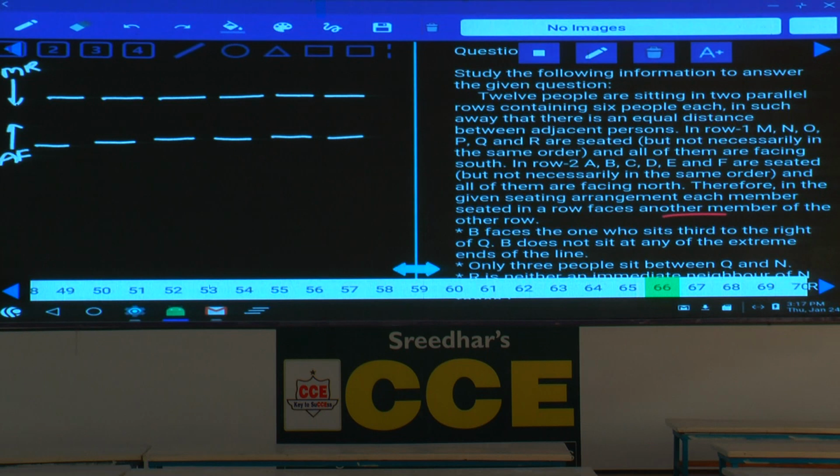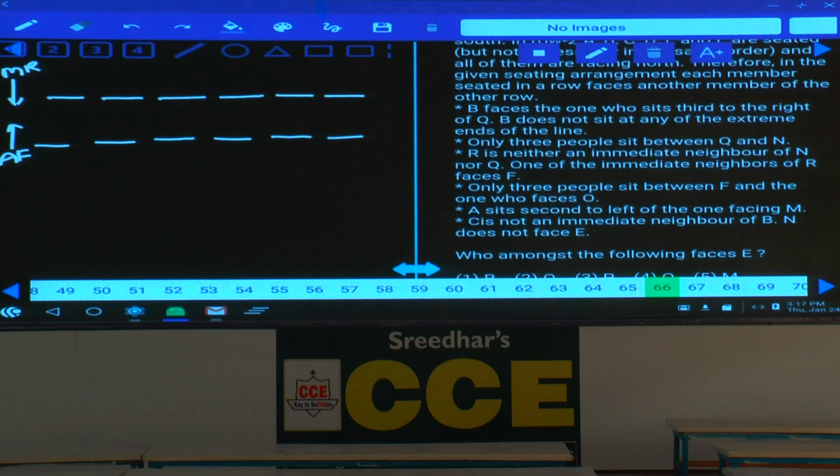Each person faces another member of the other row. B faces the one who sits second to the right of Q. Now condition number 1, B is facing the one who sits second to the right of Q. Then tell me how many possibilities do we have. Now if Q is here, B sits opposite to the one who is second to the right of Q. 1, 2, 3. Now the right hand side of Q is this person and B faces this person. This is one possibility.